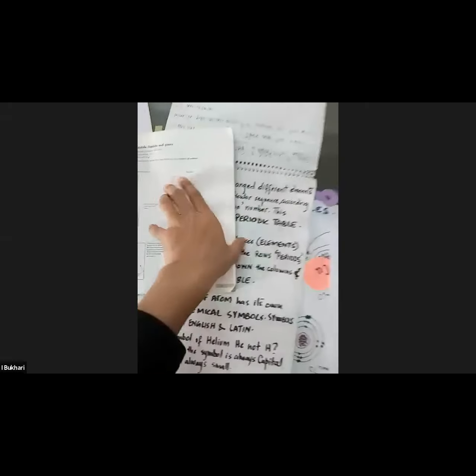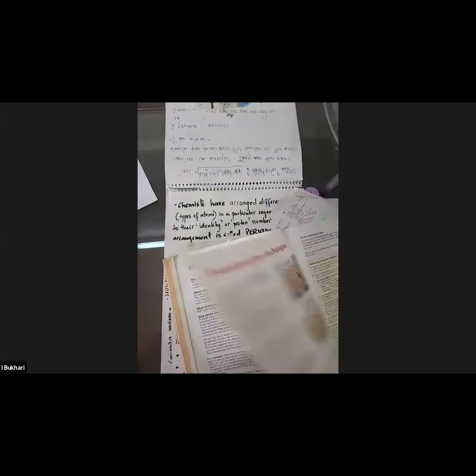Like how in exams you use your name as well, but you are also given a roll number, right? You have a name, but you are also given a roll number. In the same way, elements have their names, but they are also given a number, their identification number.